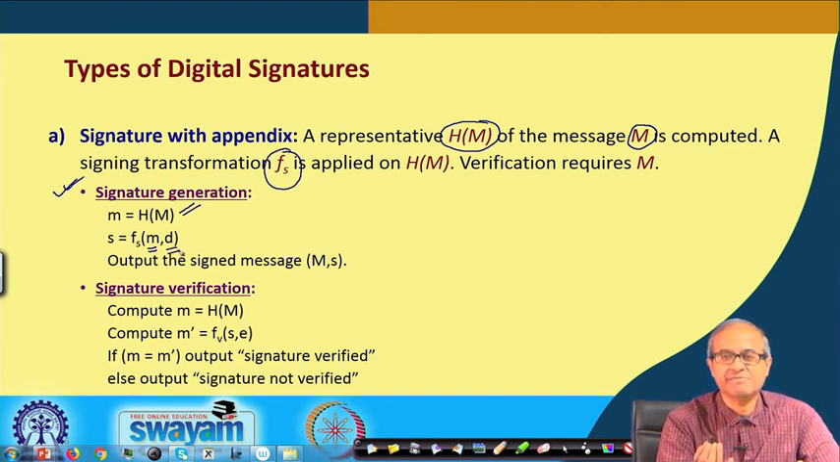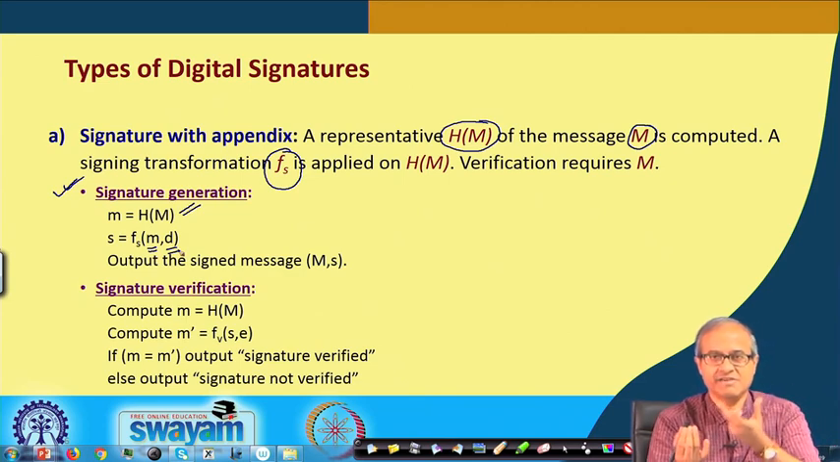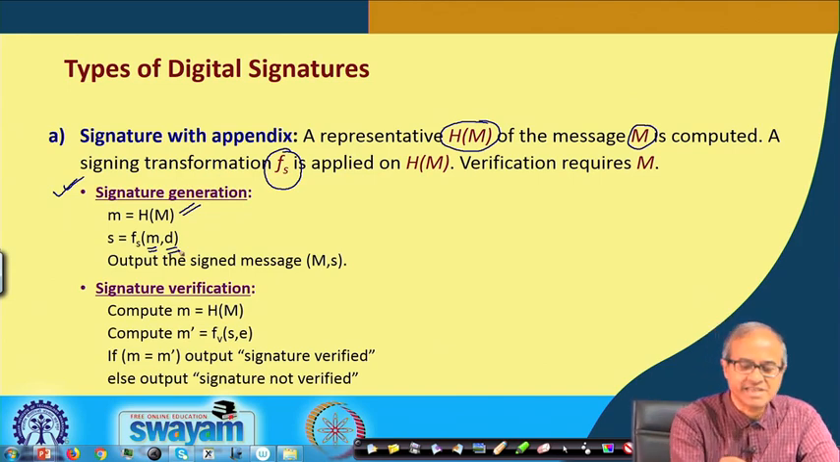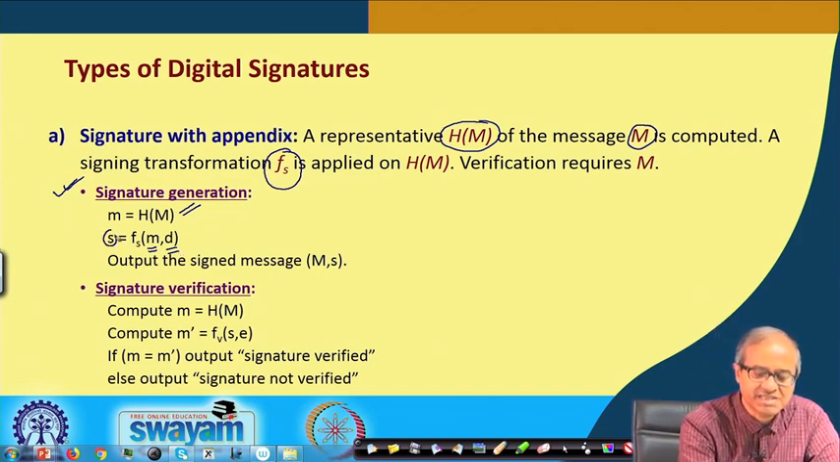So, it is like an encryption process using RSA. Let us say I am using RSA. I have a data, I have my private key, I am doing an encryption. That is the signature I am generating, that is my signature S.